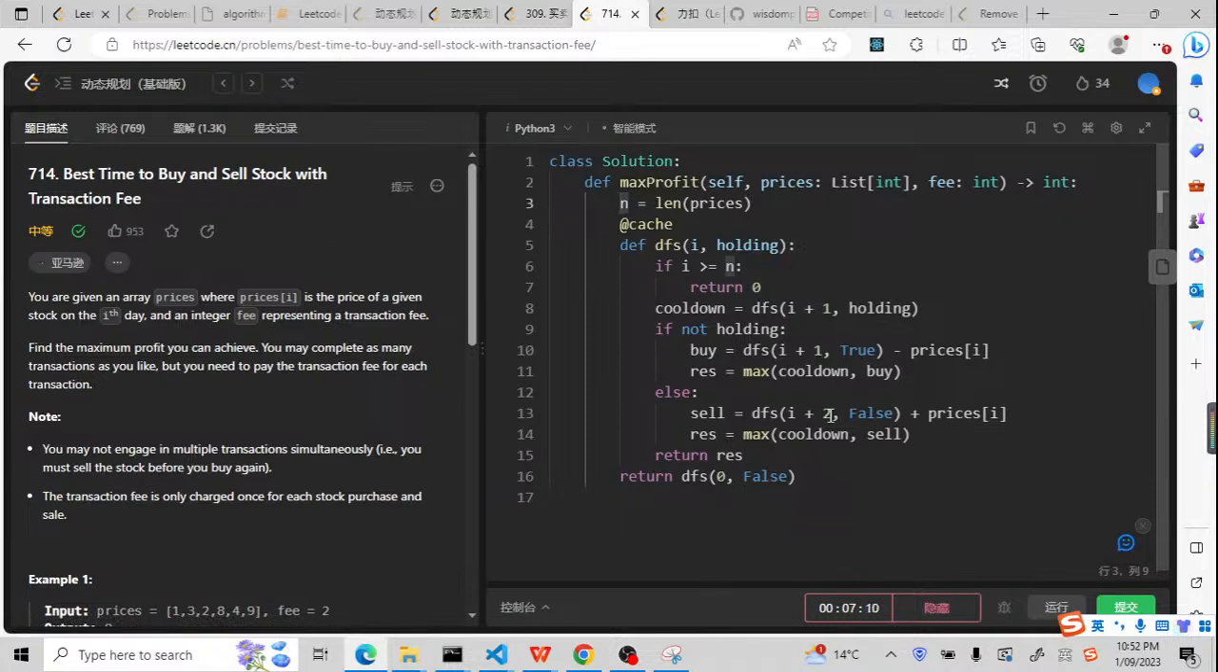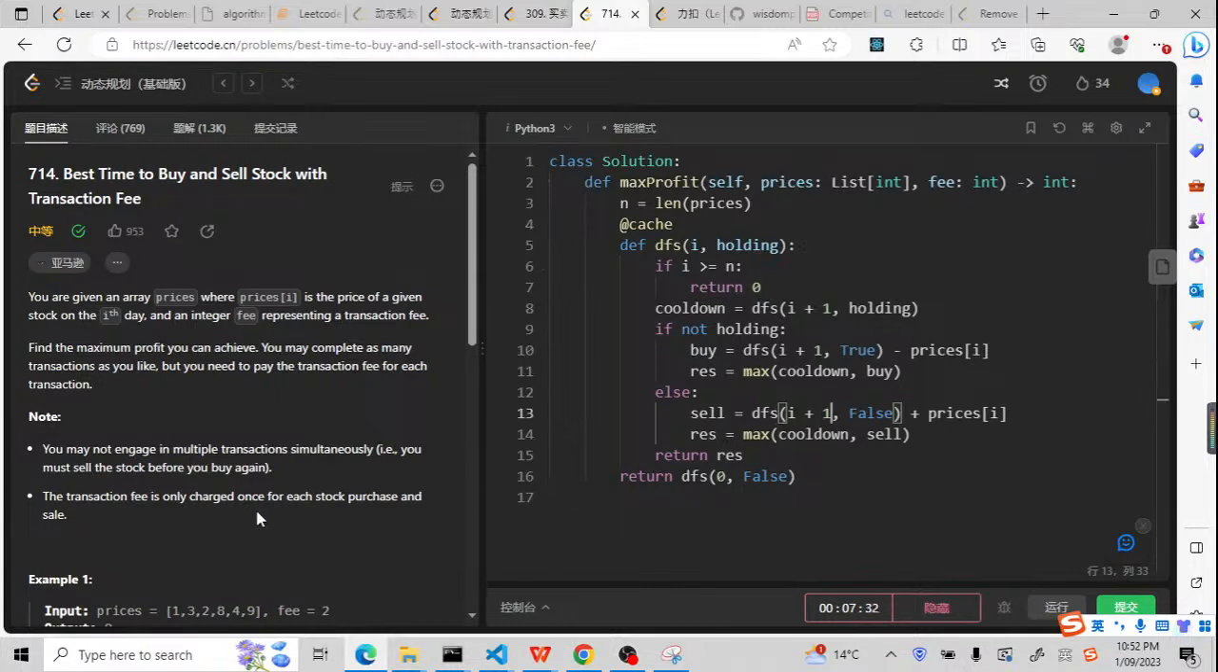Basically for the cooldown, after you sell it, you have to wait for 1 day. But for our problem, we don't need to have that limitation. It means we can just use i plus 1. After I sell it, I can go to the next day. So for the next day, I can buy it or keep it in the cooldown state. So this is the only difference.